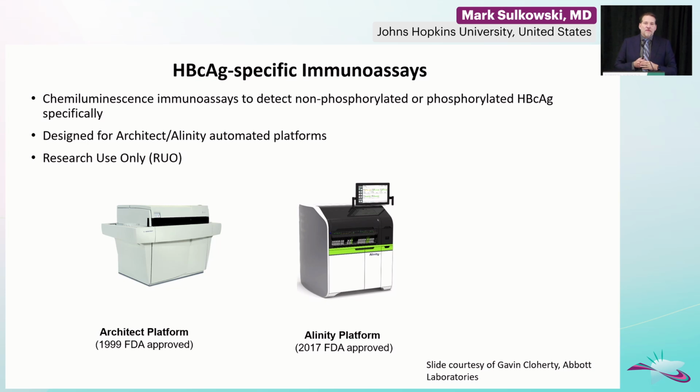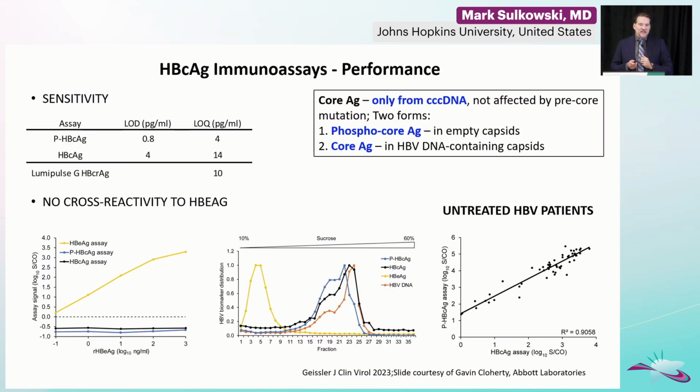And then moving to talk about hepatitis B core antigen-specific immunoassays, I want to thank Gavin Cloherty for sharing some of these slides. They have developed an immunoassay to detect non-phosphorylated and phosphorylated hepatitis B core antigen specifically, for research use only at this juncture. And when we think about what we're seeing here, core antigen is only from cccDNA, and it's not impacted by pre-core mutations, which is one of the reasons why you see the movement of core levels across the spectrum. And here, the phosphorylated core antigen reflects empty capsids, whereas core antigen is in DNA-containing capsids.